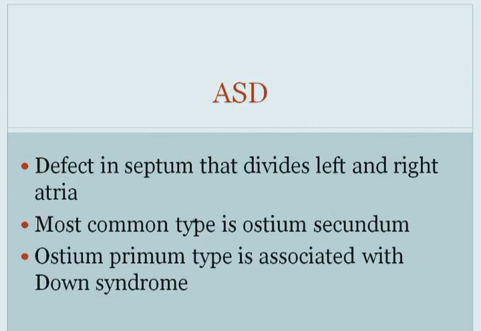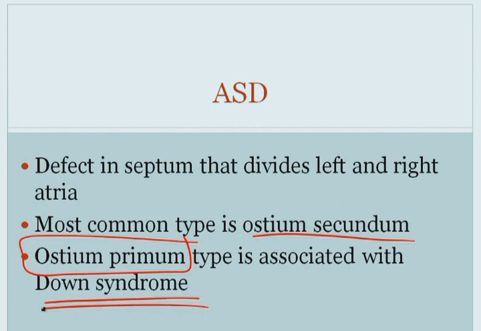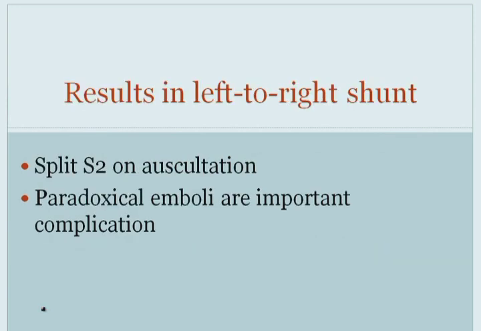An atrial septal defect is when you get a defect in the septa that divides the left and right atria. The most common type is called ostium secundum. However, there's an ostium primum type, and that's associated with Down syndrome, which is very high yield. This results in a left to right shunt with a split S2 on auscultation.